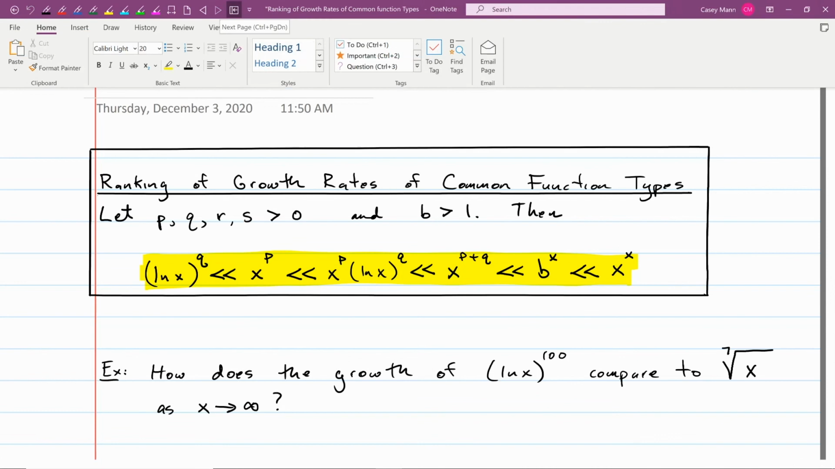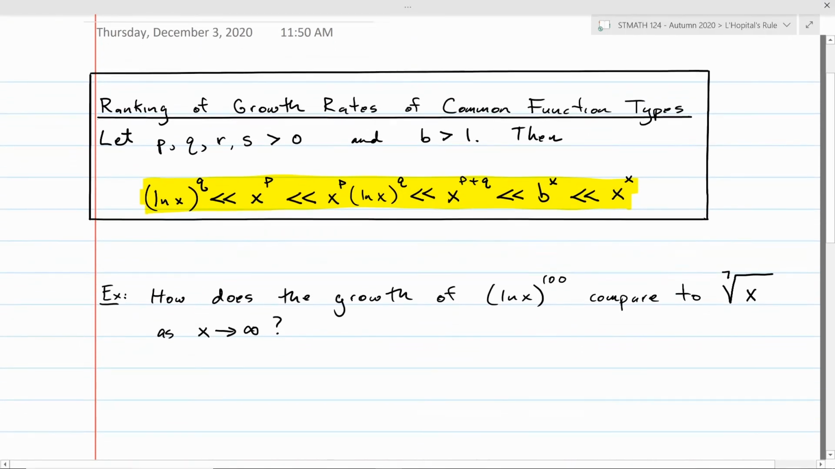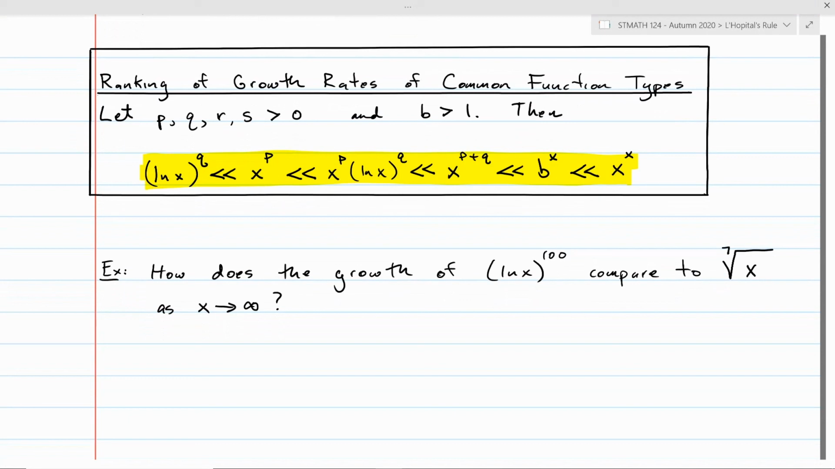And here's a little summary if you would compare lots of different types of functions. At the lower end of the scale, you have a natural log function raised to any positive power. That could be natural log of x to the 1,000,000th power. It doesn't really matter how big that exponent is. That will grow slower than any power of x, so x to the p, where p is a positive power. It's amazing. Natural log of x raised to the 1,000,000th power will grow slower than x raised to the 1/2 power.